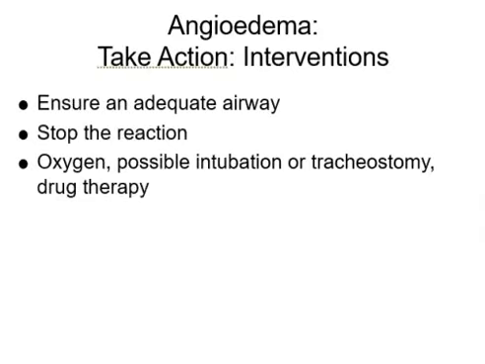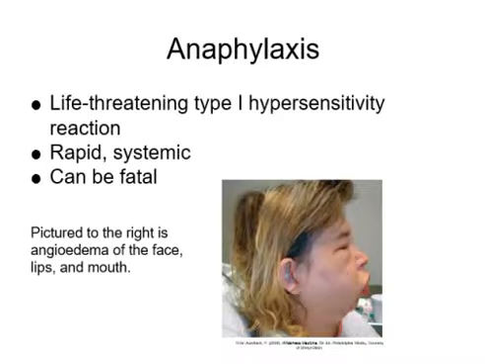So interventions for angioedema include ensuring the adequate airway, stopping the reaction. Let's say the patient's having a medication infused and they start having this allergic reaction. We'd stop infusing medication if we're worried that's causing it. Oxygen if needed. They might need intubation or a tracheostomy if we can't intubate. And then medications. And we'll talk about medications for allergic reactions while we're talking about anaphylaxis. So our next topic is anaphylaxis.